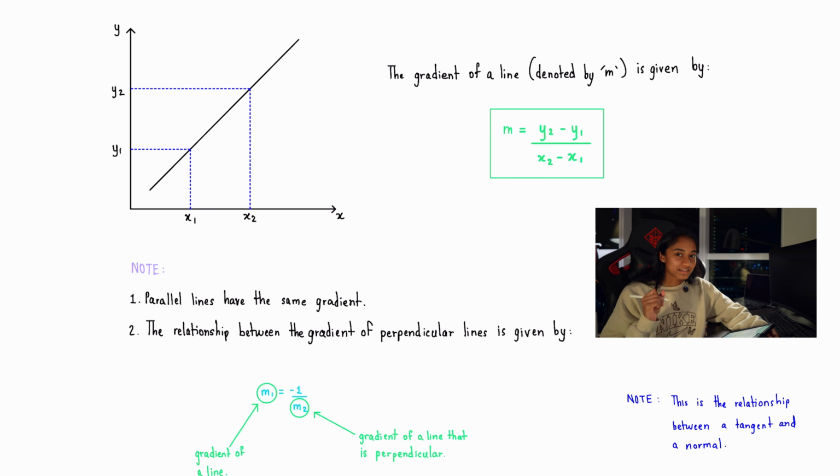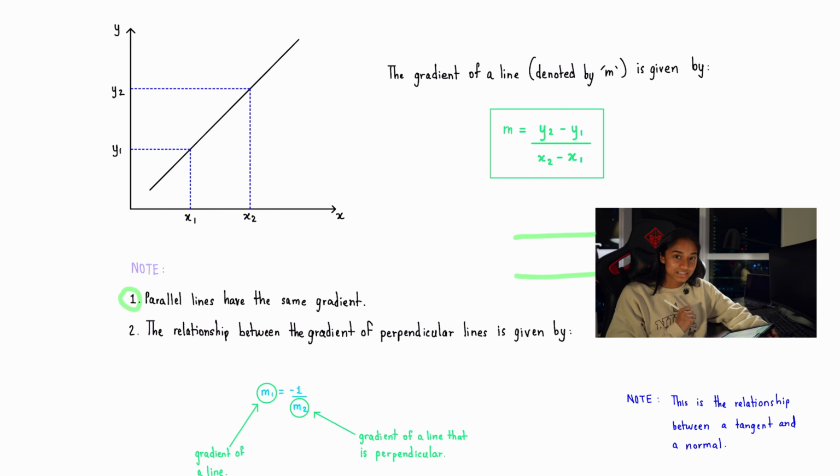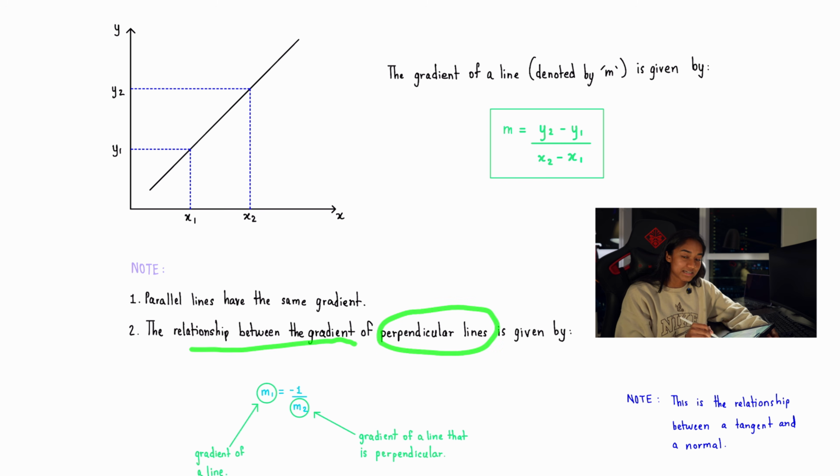Alright? However, there are a few things we need to note. 2, in fact. So parallel lines will always have the same gradient. And the second thing is the relationship between the gradients of 2 perpendicular lines, which would be given by m1 is equal to minus 1 over m2, where m1 is the gradient of the first line and m2 is the gradient of the second line.